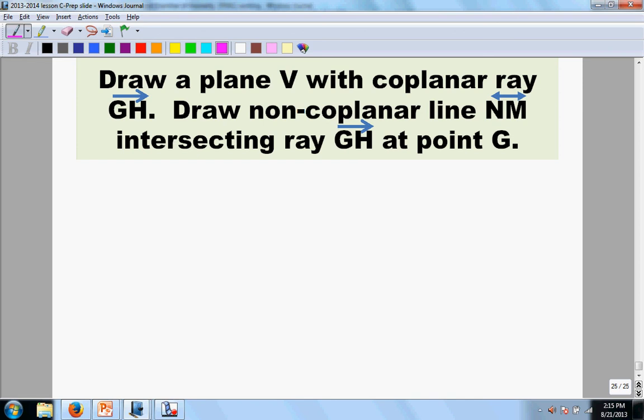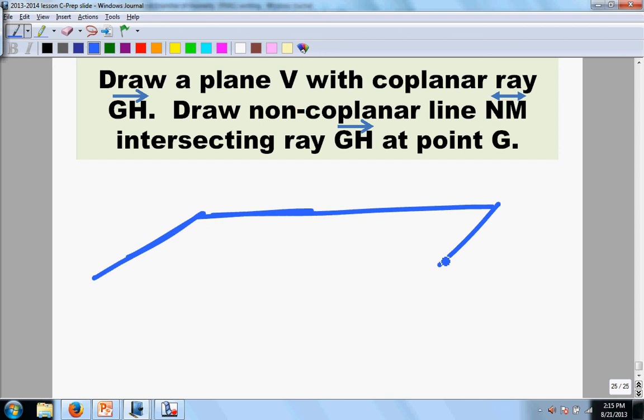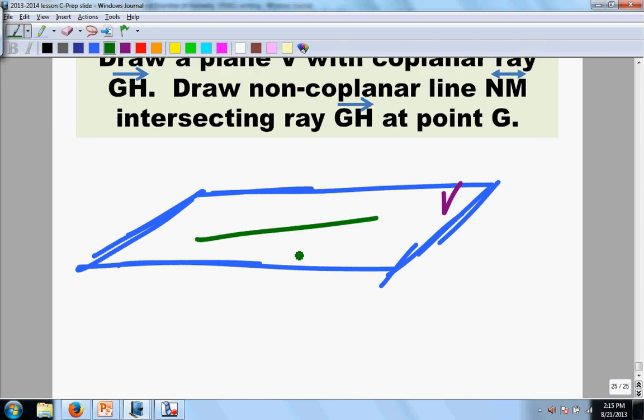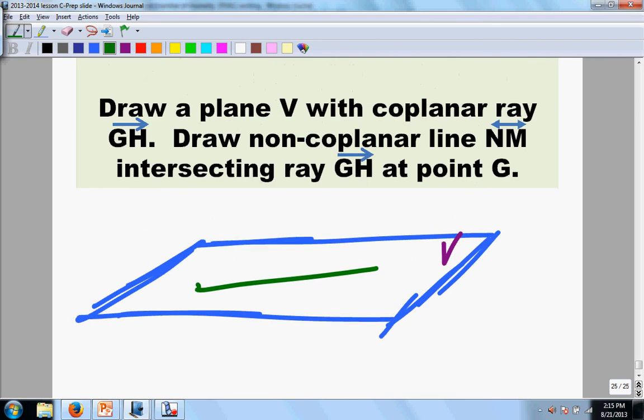No? Yes? Okay, so draw a plane V. So we have a plane V here. Some sort of V thing going on here. Okay, and it should be in the upper right-hand corner with a coplanar ray GH. So on the plane, we have GH. So G is the endpoint, and H is towards the arrow. Doesn't matter which way it turns. Then it says draw a non-coplanar line, that means it's not on the plane, NM, but it intersects ray GH at G. So something's going on here at G.